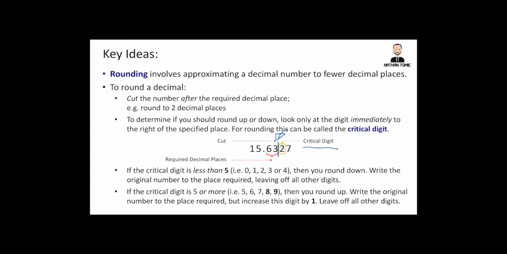We use the same rounding methodology, so if our critical digit is 0 to 4, we will round down, and if our critical digit is 5 or more, we will round up. If we need to round down, everything from our critical digit to the right just becomes zeros and therefore can be excluded from the decimal. If we are rounding up, the number to the left of our critical digit, or to the left of the cut, gets rounded up by 1.